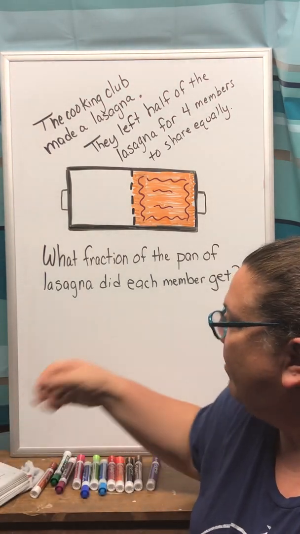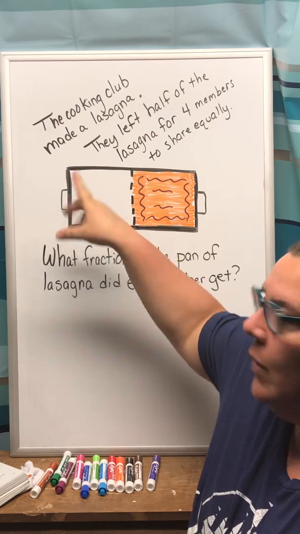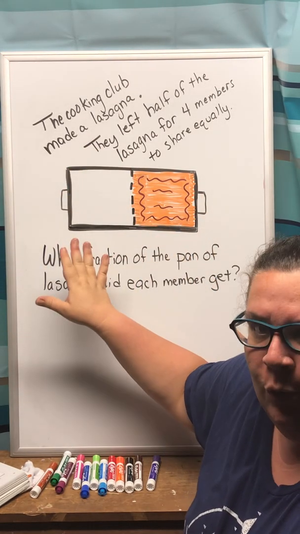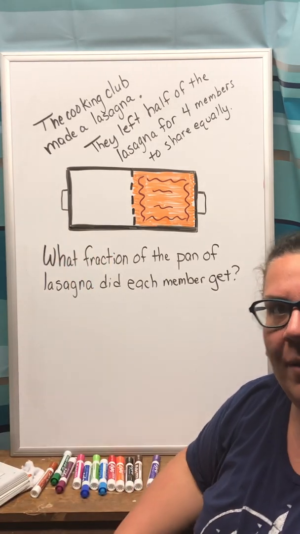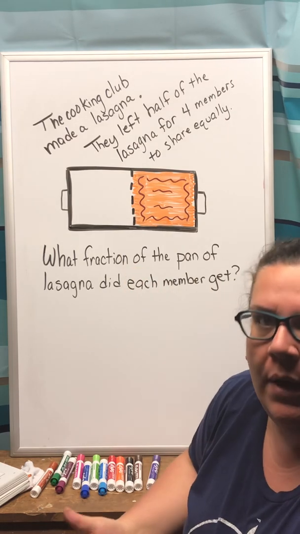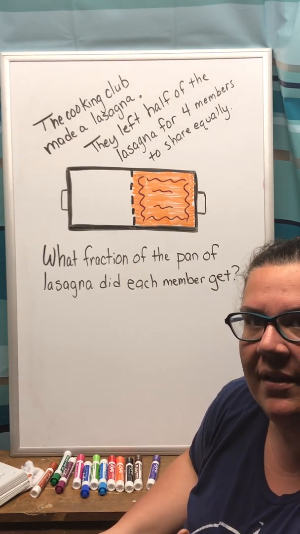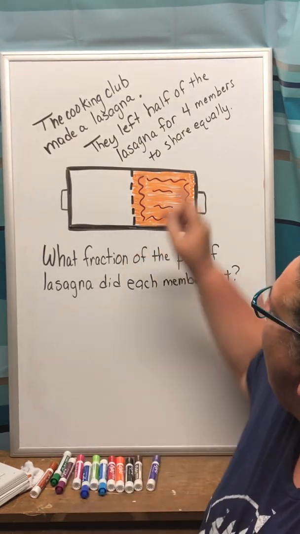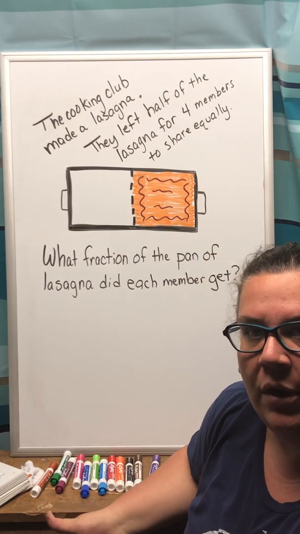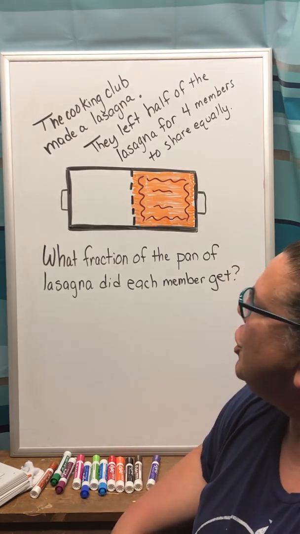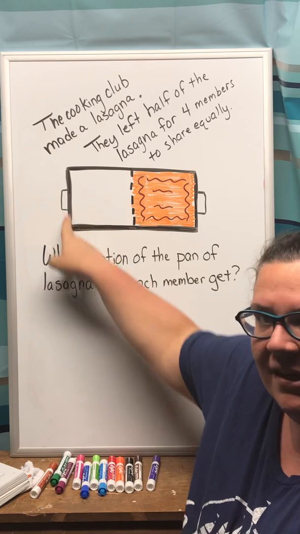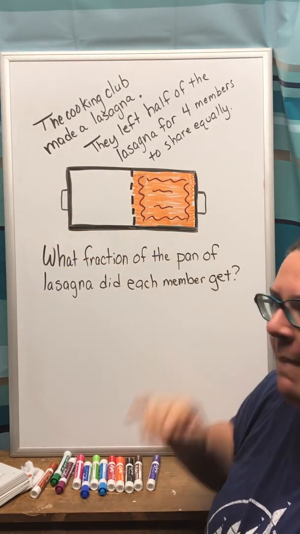So for this problem, we know some information already. So we know they made this lasagna. Obviously, they made the whole lasagna, and a portion of it was already eaten. They left half, so that's the part that we're going to be focusing on as far as the division. And we know that there were 4 members of this club that are going to share this equally. So their question is, what fraction of the pan of lasagna, the entire pan of lasagna, did each member get?